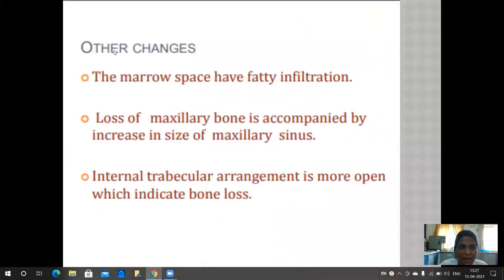The final slide is the other changes that occur due to age. The marrow spaces have fatty infiltration. Loss of maxillary bone is accompanied by an increase in size of the maxillary sinus. The internal trabecular arrangement is more open, which indicates bone loss.